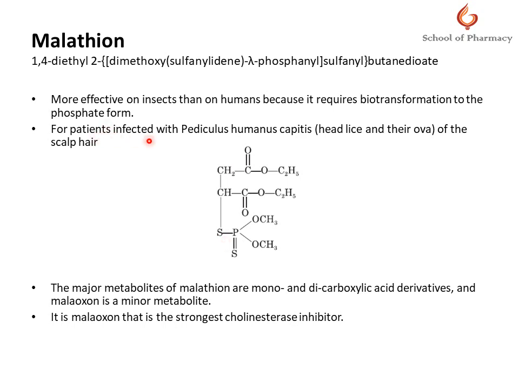Now it is used for patients infected with pediculus humanus capitis, that means head lice and their ova on the scalp hair. Now how does this biotransformation take place? There are two major metabolites of the malathion, which are mono and dicarboxylic acid derivatives, and one is malaoxon. This malaoxon is a minor metabolite, but it is the only compound which causes the cholinesterase inhibitor activity. After metabolism, the malaoxon becomes active. The essential function of these chemicals is that they interfere with the action of cholinesterase, which is a potent neurotoxin, and they cause muscle spasm and ultimately death of the insect.